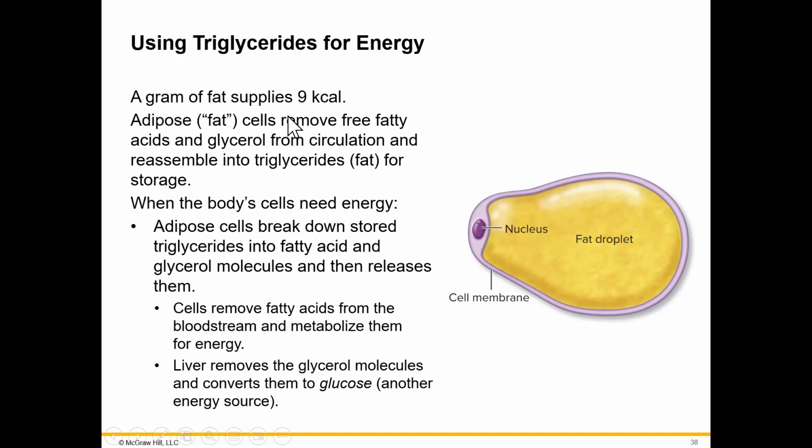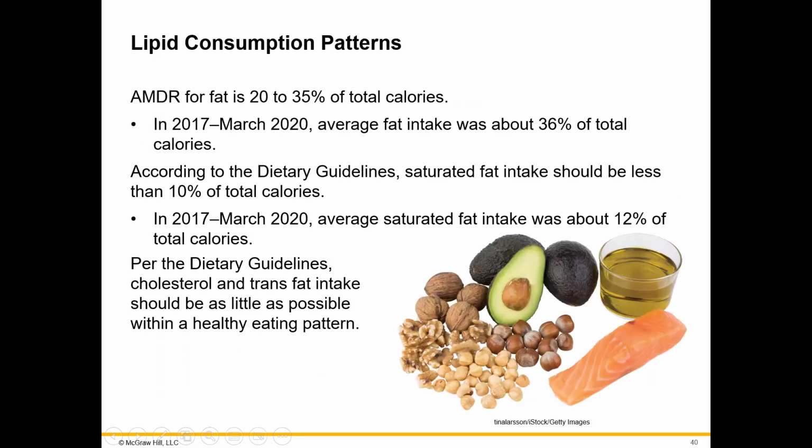Fats give us 9 calories per gram. And we can use adipose cells, stored fat, for energy when needed. When we look at the amount of fat in the American diet, it is recommended to be 20 to 35% of our total overall calories. You see here where the average fat intake was on that high end range.